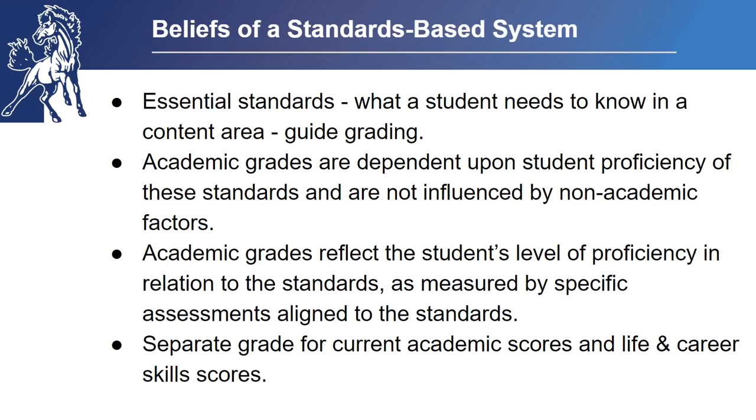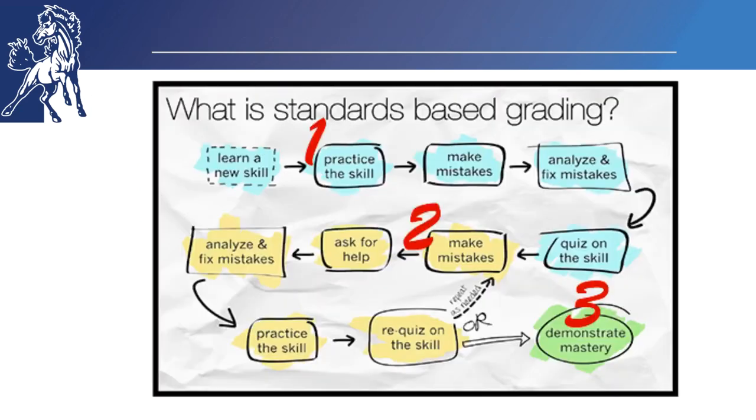In a standards-based system, student learning and proficiency in a subject area is central to the grade. Grades reflect a student's level of proficiency in relation to the standard, the skills and content they need to learn for a course. Students may demonstrate proficiency multiple times. When students do not reach proficiency, they have multiple opportunities to reach proficiency. When you look at it this way, standards-based grading really focuses on demonstrating mastery of learning.